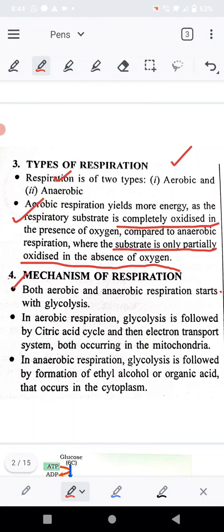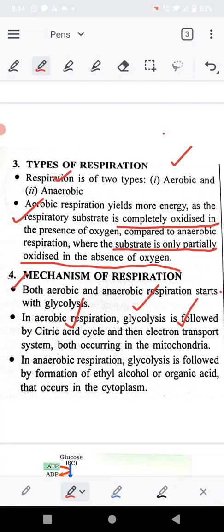Whether it is aerobic or anaerobic respiration, both start with the first cycle, which is glycolysis. I have already discussed glycolysis in class. In aerobic respiration, first there is glycolysis, and after glycolysis there is a cycle known as the citric acid cycle, and after the citric acid cycle there is the electron transport system. These two, the citric acid cycle and the electron transport, both occur in the mitochondria, which is known as the powerhouse of the cell.